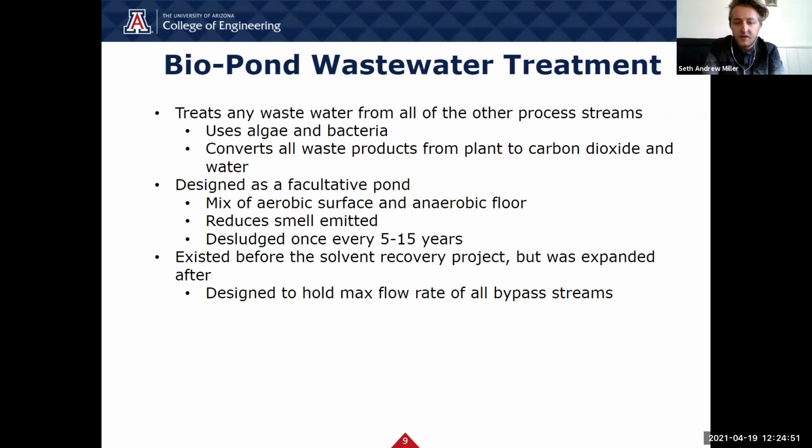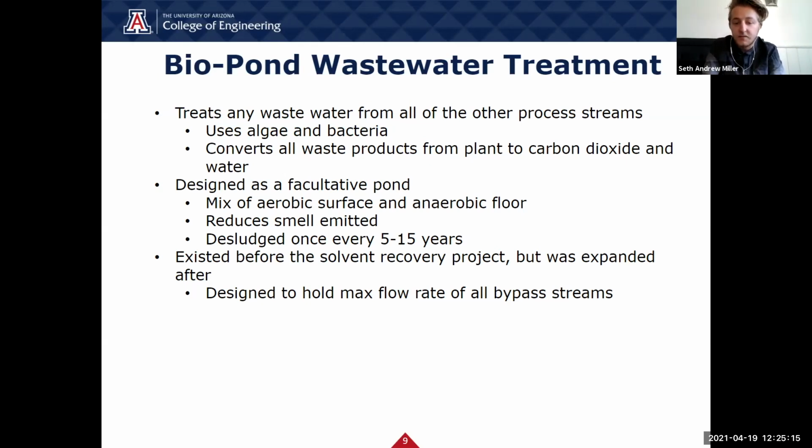This specific type of pond is a combination of an aerobic surface and an anaerobic floor region that will ultimately reduce the smell being emitted from the pond, thus satisfying any nearby residents complaining about the smell. Another benefit of this type of pond is the relatively small amount of maintenance required to operate the pond, requiring only a desludging once every 5 to 15 years, making the pond one of the more efficient wastewater treatment methods.